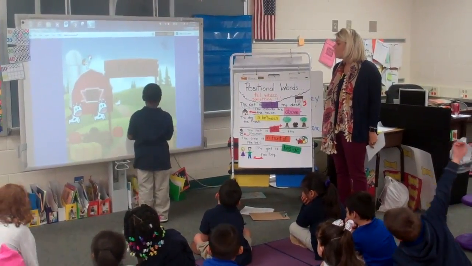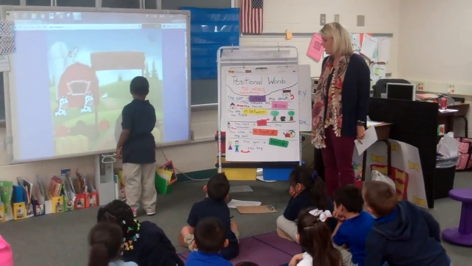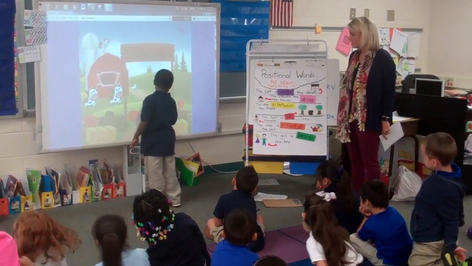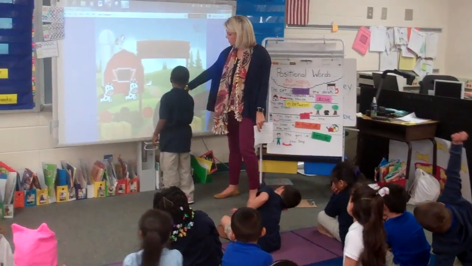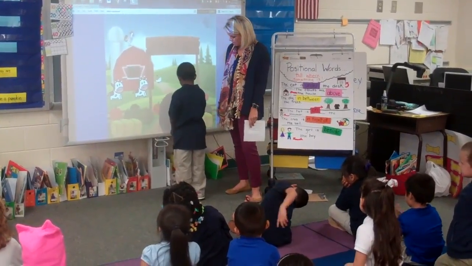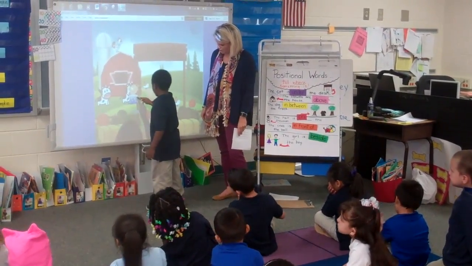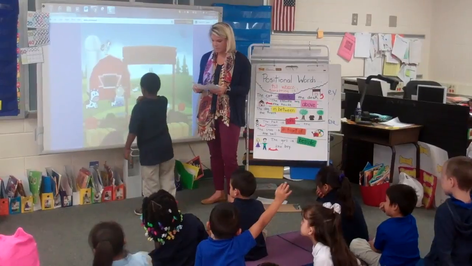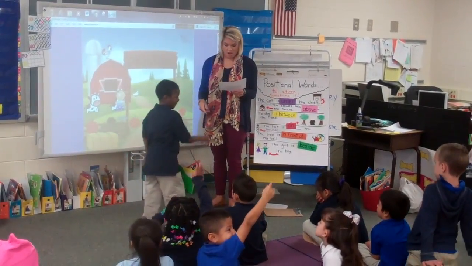Like this. Behind. So she's in front of the fence now. Where should we put her? Behind. Right. So can you just drag her up here and see if she'll go over here in front of this cow? Good job. Now she's behind the fence. Thank you. All right.